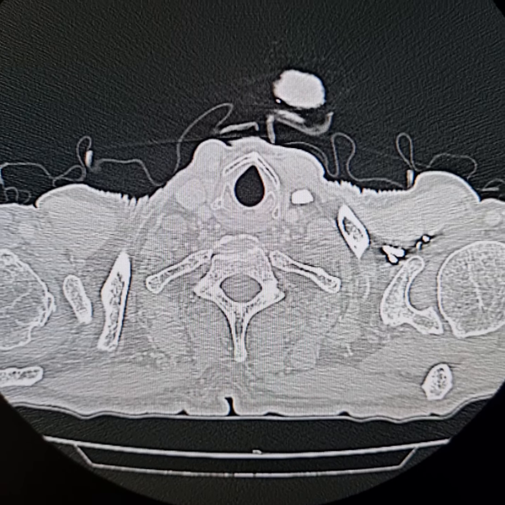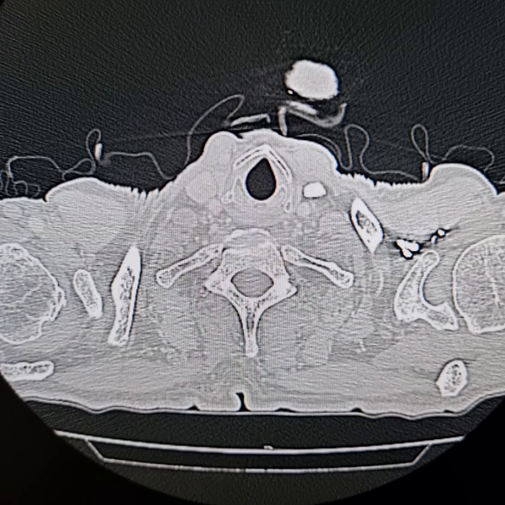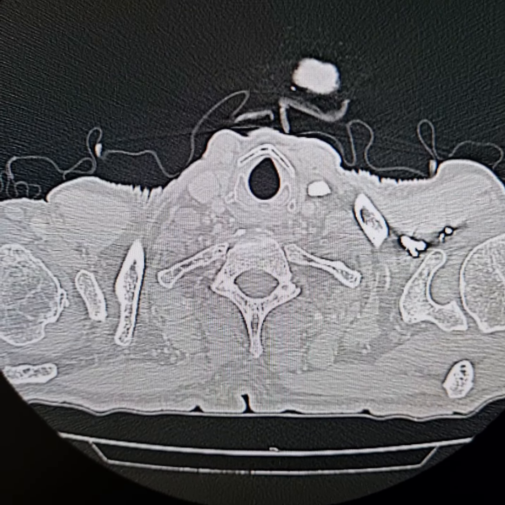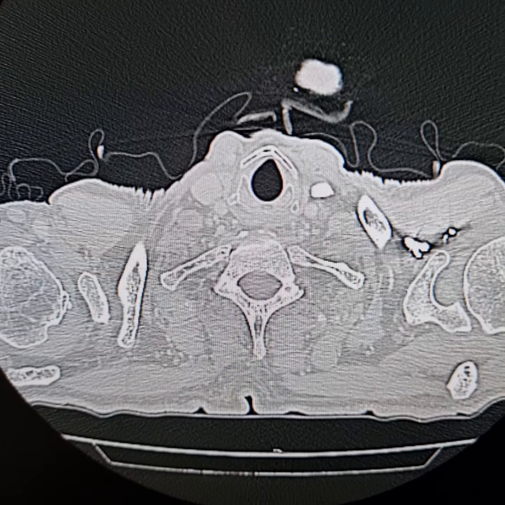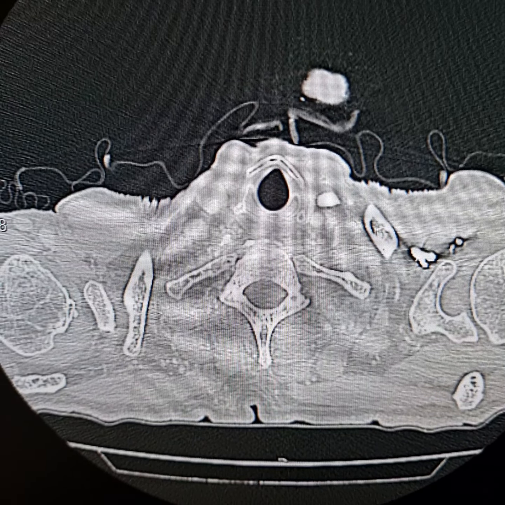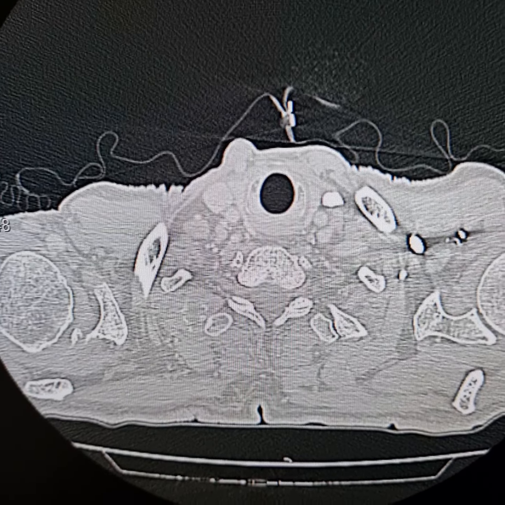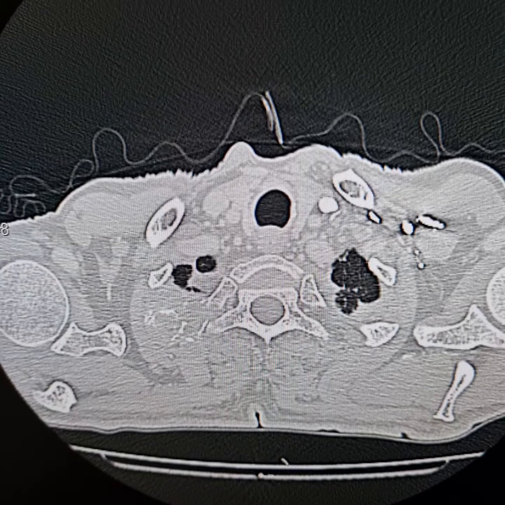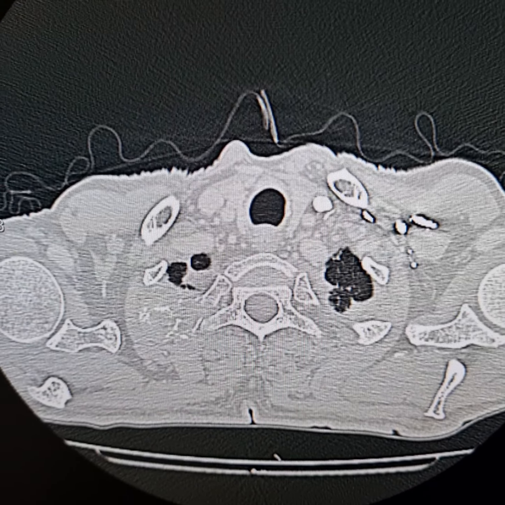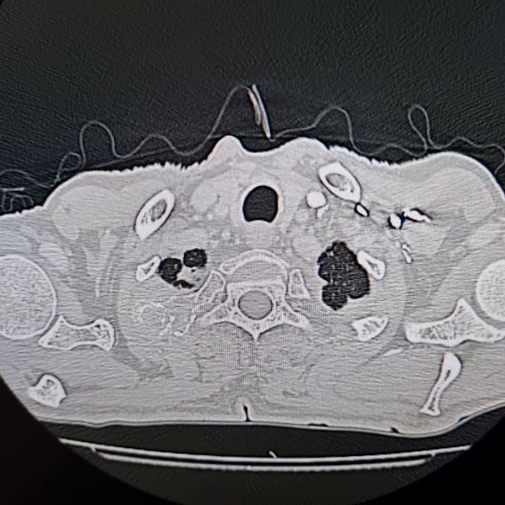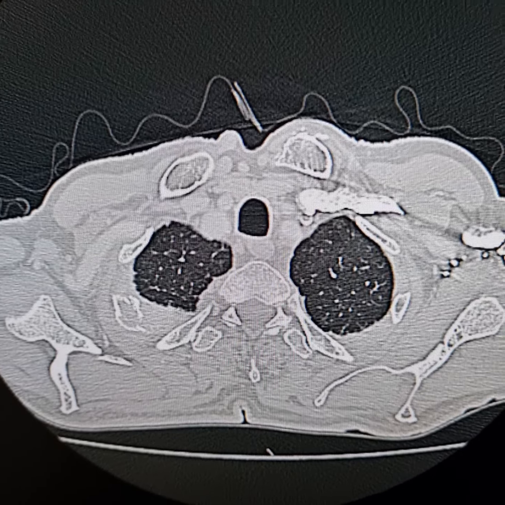This is a contrast CT scan of an 84-year-old male patient. The patient has been a smoker for the last 40 years. The patient is a known case of adenocarcinoma of the lung. The association of squamous cell carcinoma with smoking is much more than that of adenocarcinoma.